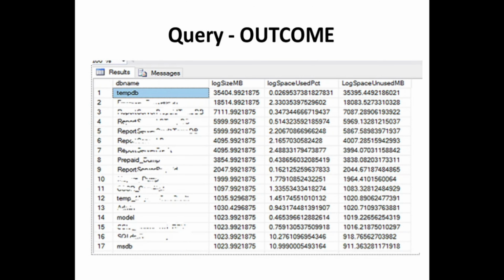The next slide provides the outcome of the script in the previous slide. As shown by this table, the outcome consists of the DB name. I have hidden the database names, just rubbed them off, because they are from one of my environments. It has other columns: log size in MB, log space used percentage, and log space unused MB. As soon as you see the log space used percentage, you can see that it is very low for this particular environment.